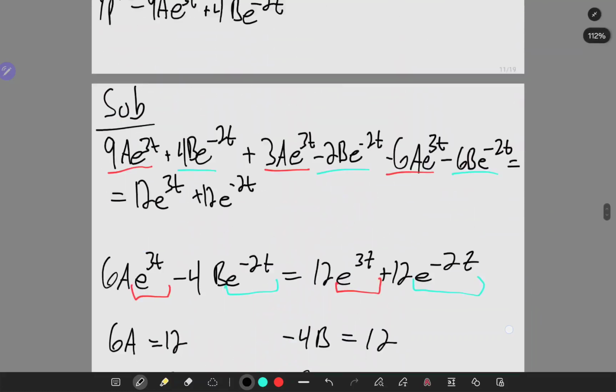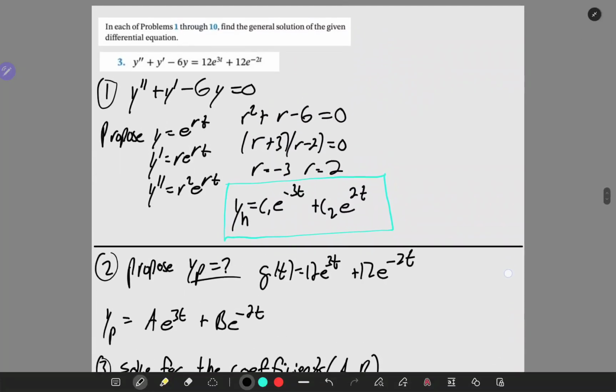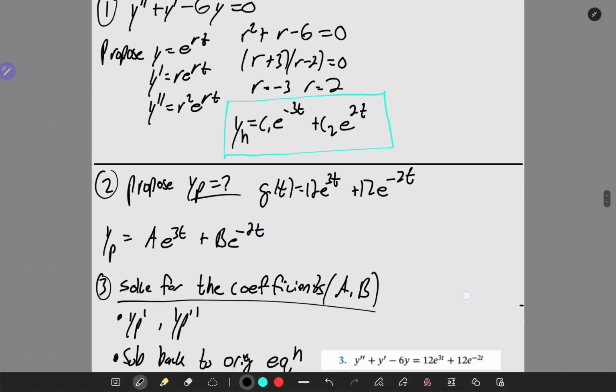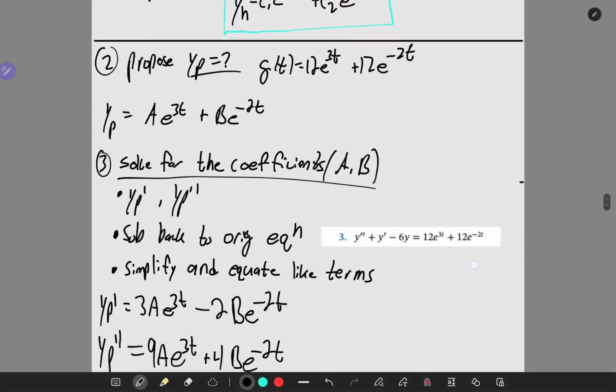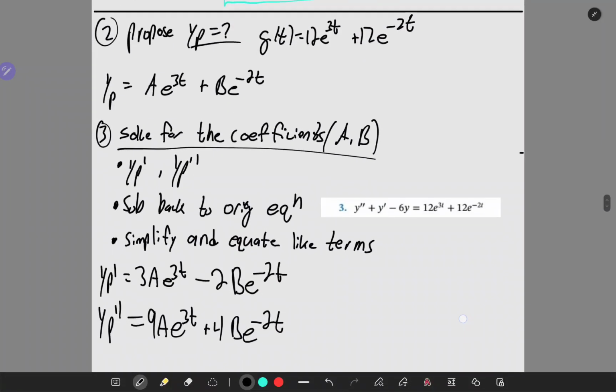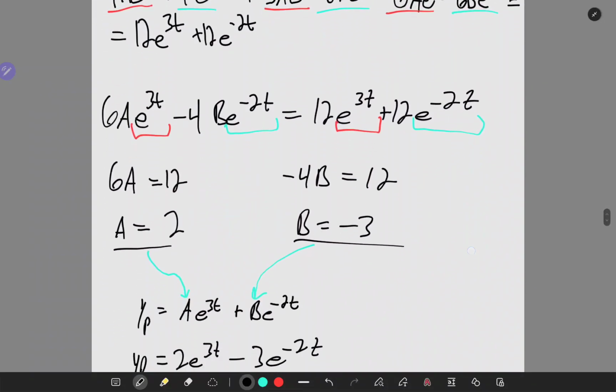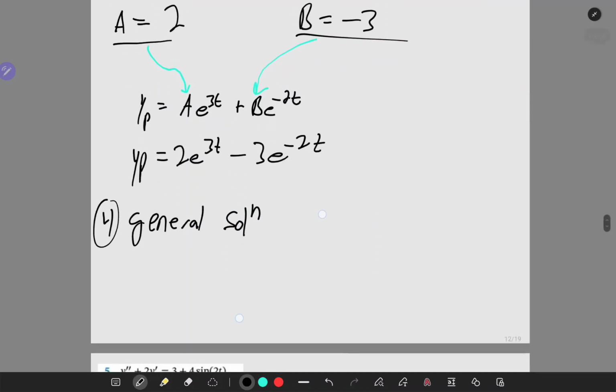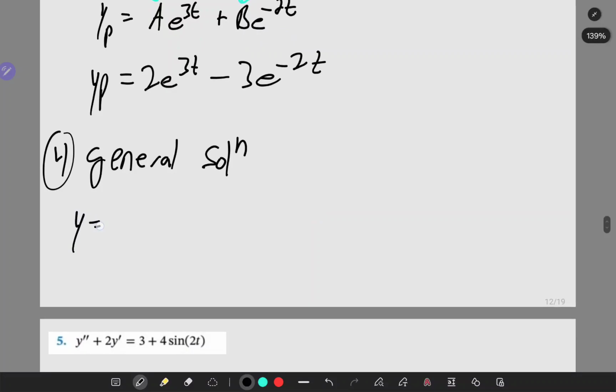So let's recap what we did so far. We solved the homogeneous equation for y sub h. We proposed our y sub p. We then solved for the coefficients a and b. And now we plug them back into our y sub p. Now all that's left is step 4, the general solution. So for the general solution, it's y is equal to y sub h plus y sub p.